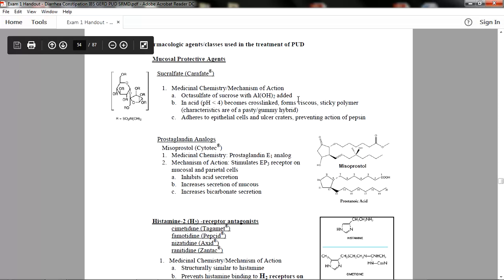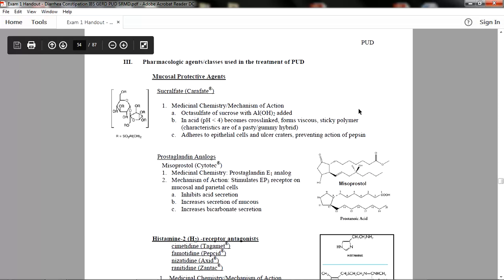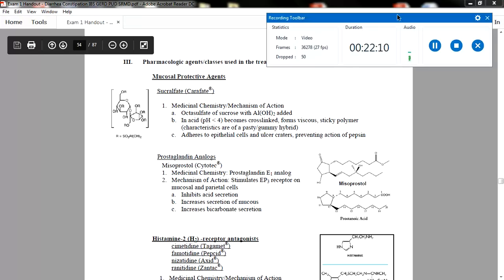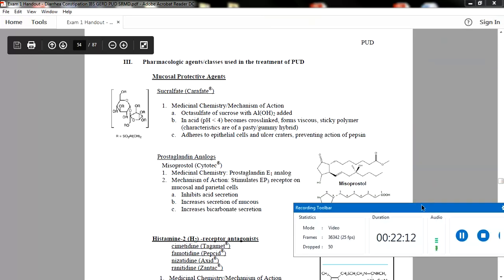Okay. So in terms of the pharmacologic agents used in the treatment of peptic ulcer disease, again, just going to get this guy out of the way.